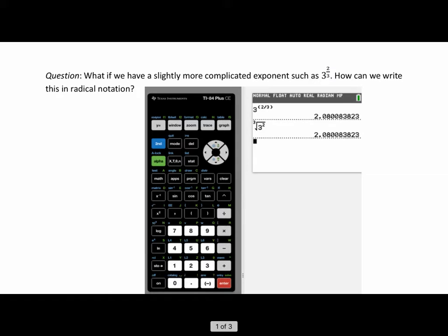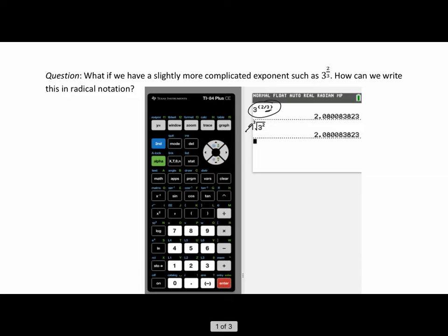Question: what if we have a slightly more complicated exponent, such as 3 to the 2/3 power? How can we write this in radical notation? So 3 to the 2/3. We noticed that the denominator is the same as the index, right? So that would be a cubed root of 3.